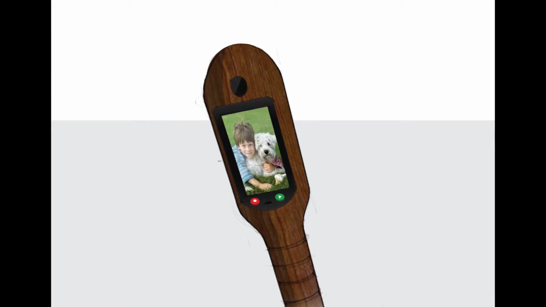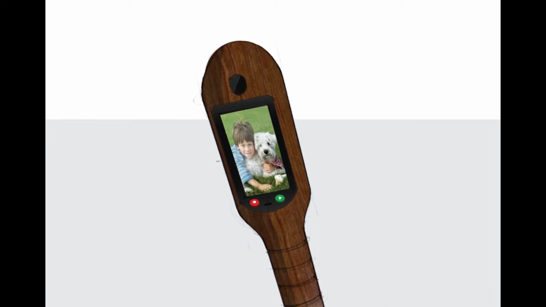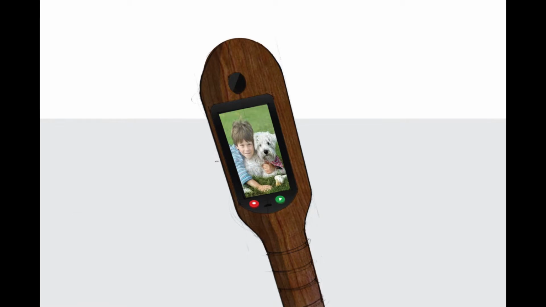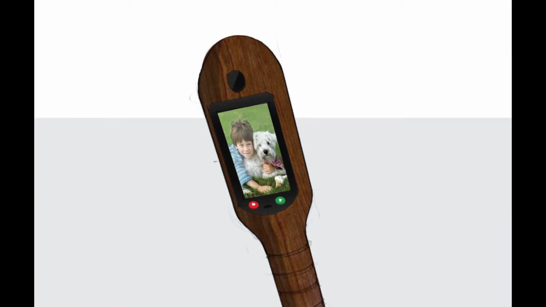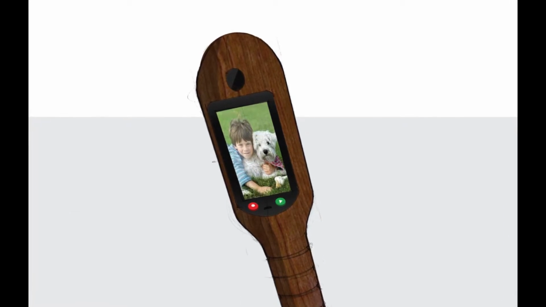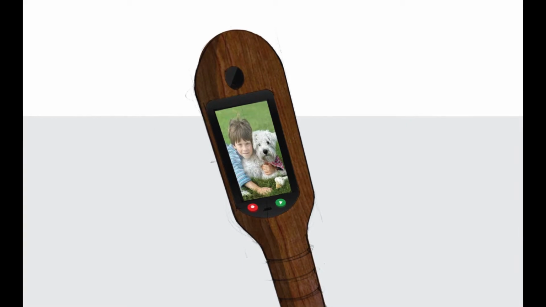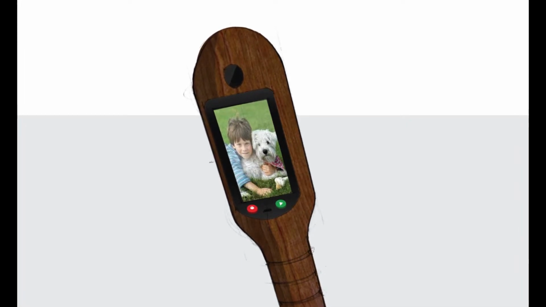Concept C is the story stick. Using the analogs of a talking stick and campfire stories, this concept involved a communal event. Users would record a story together and pass the stick between themselves, each taking a turn to tell a story.